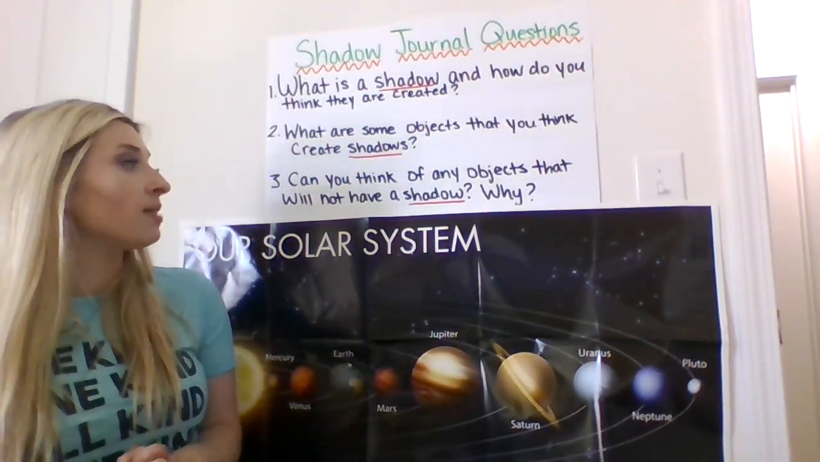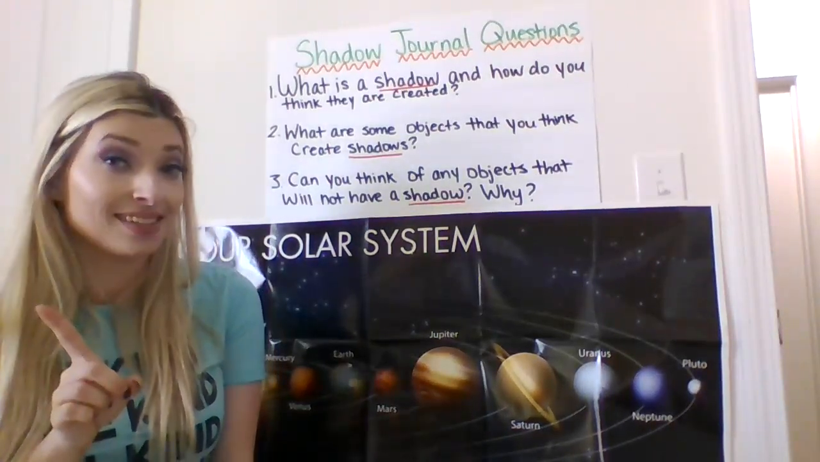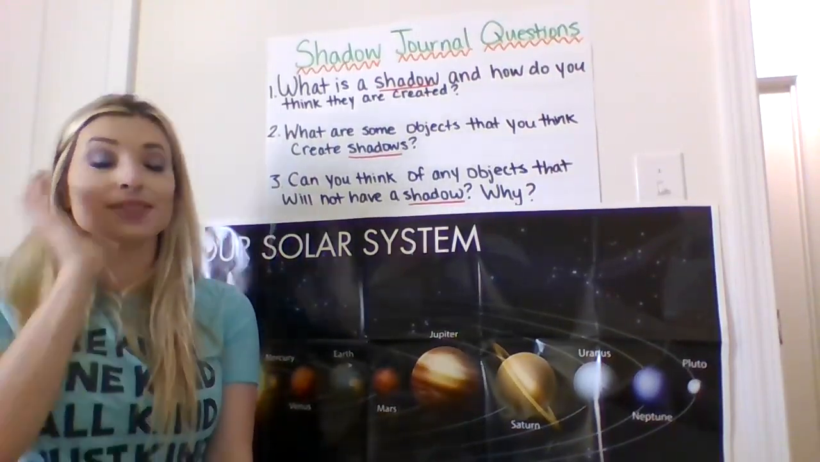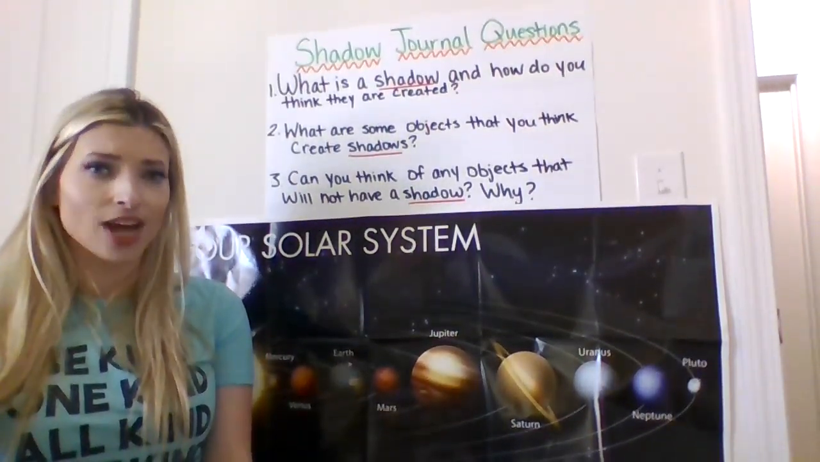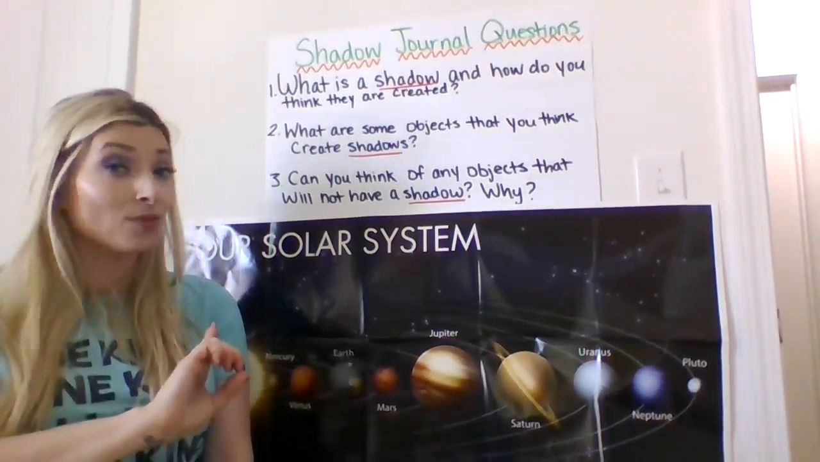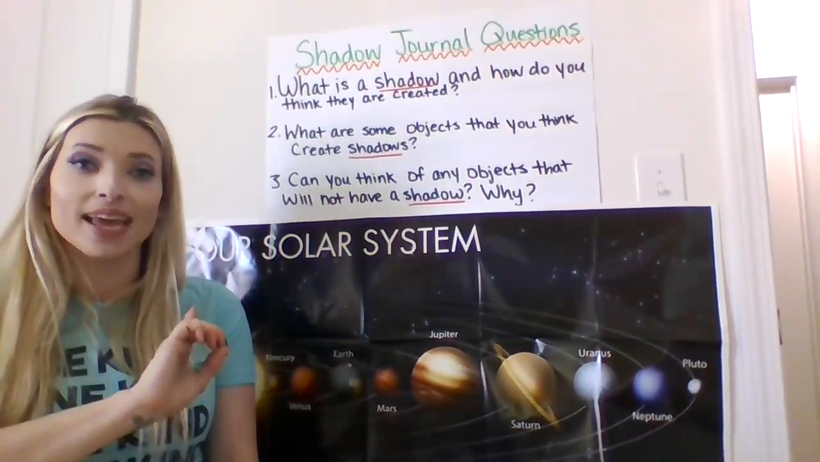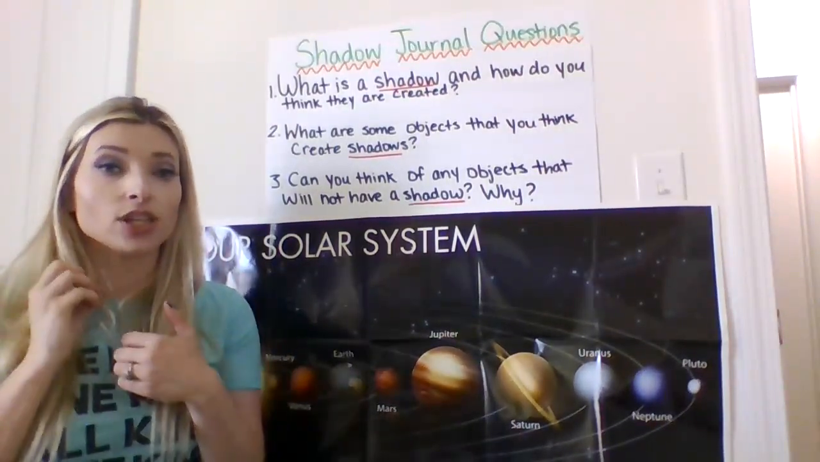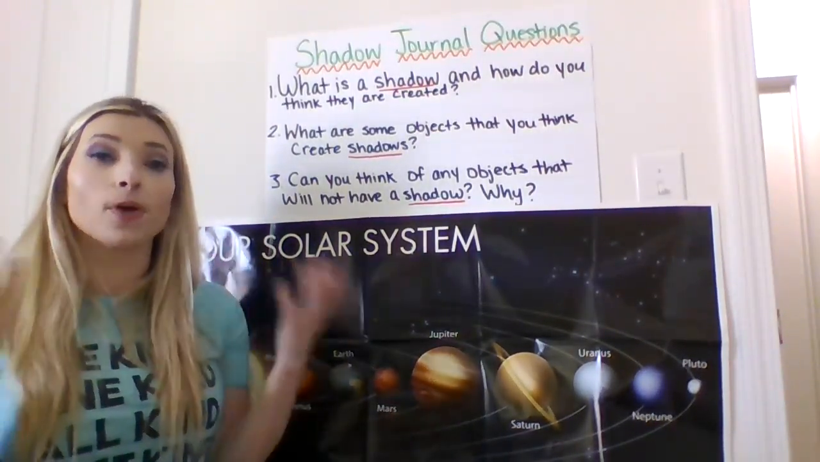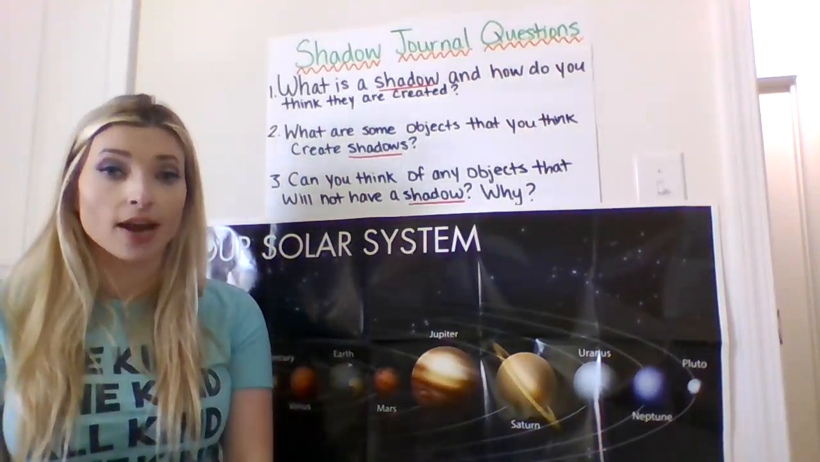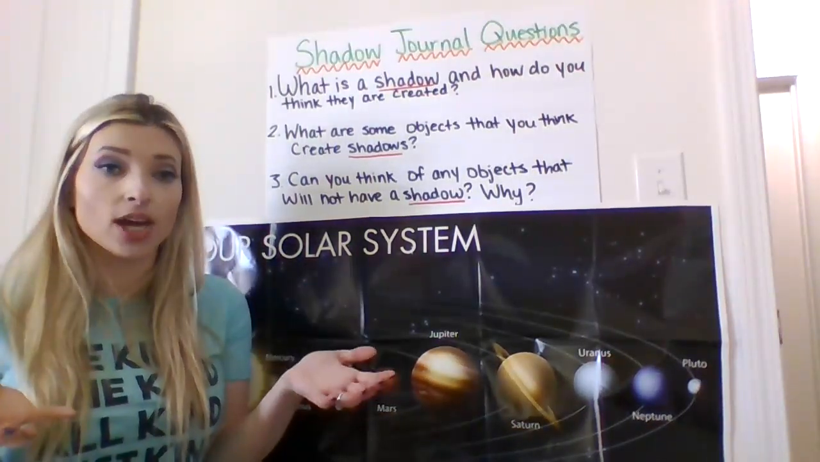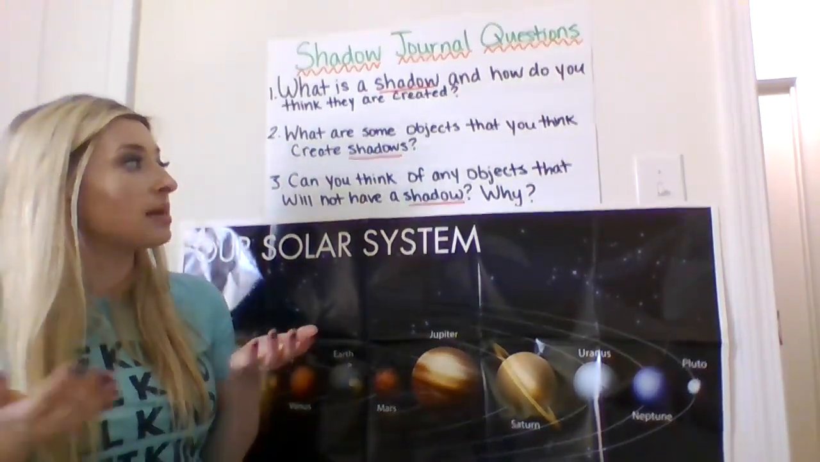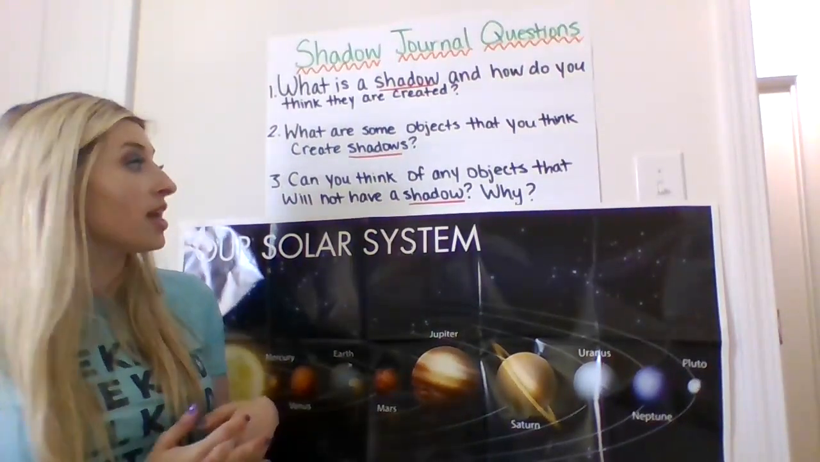Can you think of any objects that will not have a shadow? This one was really hard for me when I was thinking about it because I was like, what wouldn't make a shadow? So the hint would be, think about what is something that sunlight or any type of light can actually go straight through. Because the reason why you're creating a shadow when it's just yourself or a solid object is because you're kind of blocking that light. So think about things that maybe wouldn't block the light when you're thinking about that.